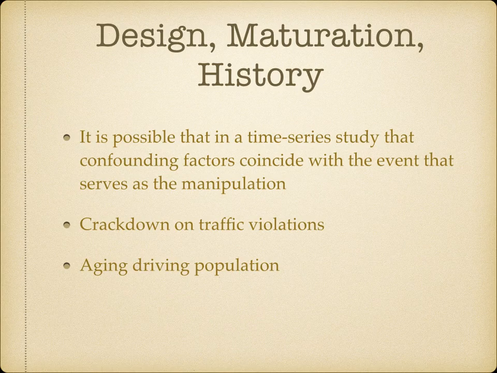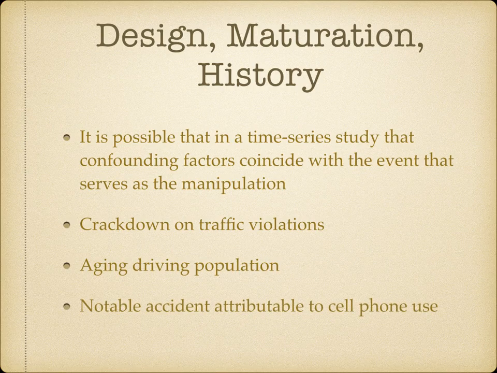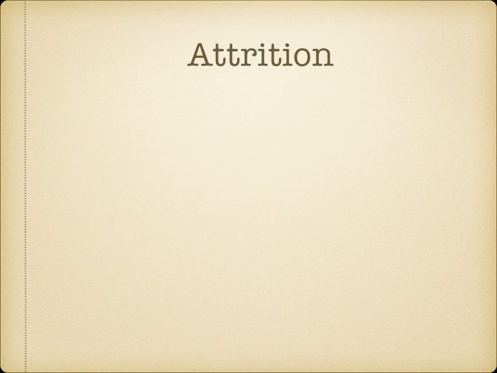Could be an aging driving population, that is maturation. It just coincides that a significant shift starts to occur right at the time that you're doing your measurements. There could also be a history event where a notable accident that's attributable to cell phone use occurs and people become aware of it. So all these things, and they look very similar from a data perspective, could be occurring when you do these, and you have to kind of keep your eyes and ears open for the possibility that these things are going on.